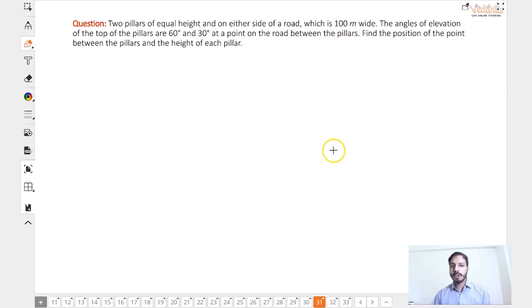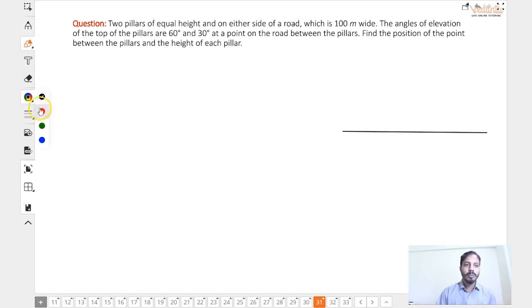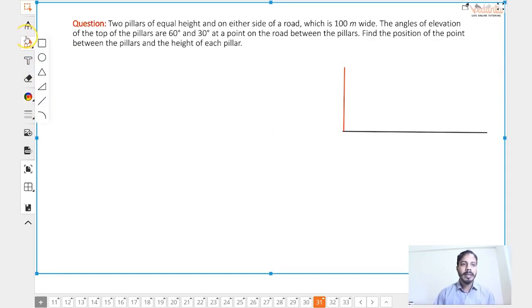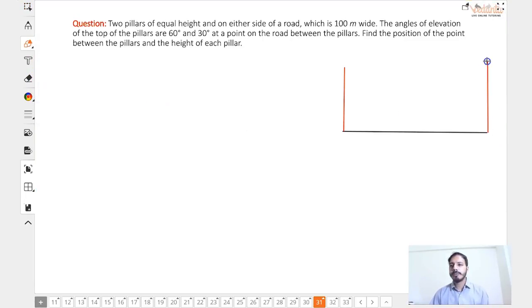Okay, so let me try to draw it. Suppose I have a road which is 100 meters and there are two poles, each of them has the same height. So let me say this is pole 1 and let me take one more pole on this side which has the same height. Now they're saying that the angles of elevation of the top of the pillars are 60 and 30 degrees at a point on the road between the pillars. That means let us take a point on the road such that it will give an elevation of 60 degrees and 30 degrees.